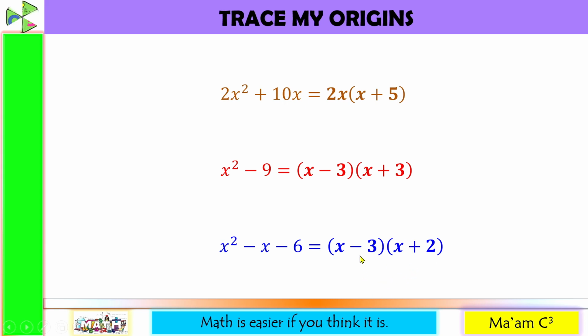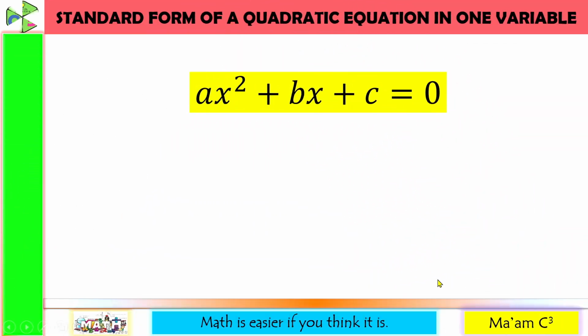Quick checking, negative 3 times positive 2 will give you negative 6. Negative 3 plus 2 will give you negative 1 as an answer, and that is our middle term. So our factors are correct. Previously, you have learned how to solve quadratic equation when we do not have a linear term, meaning b is equal to 0. But what if we have a complete quadratic equation or just the constant term is missing? How are we going to solve it?